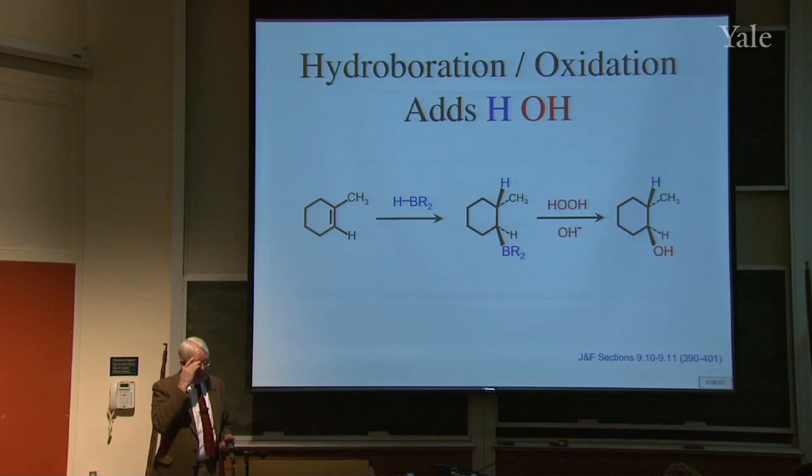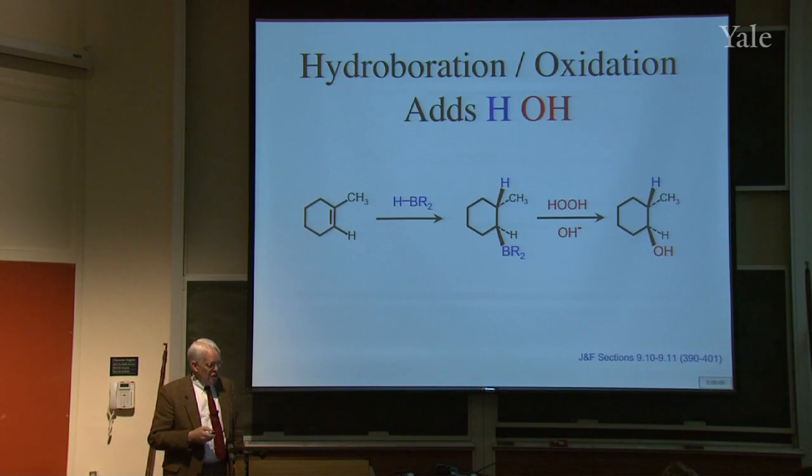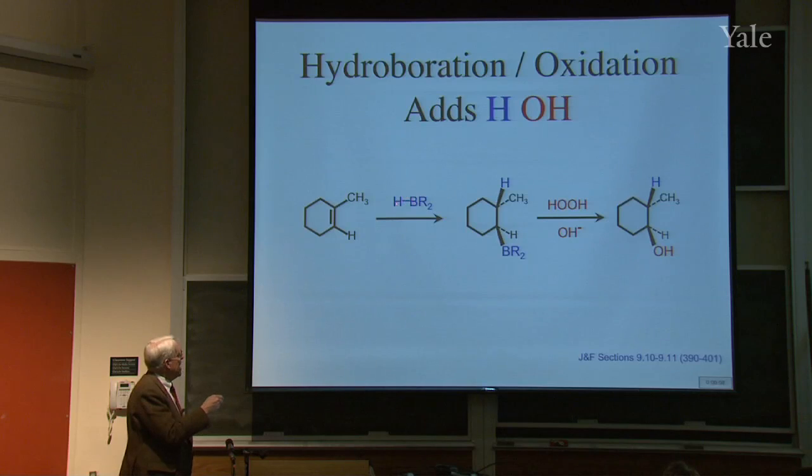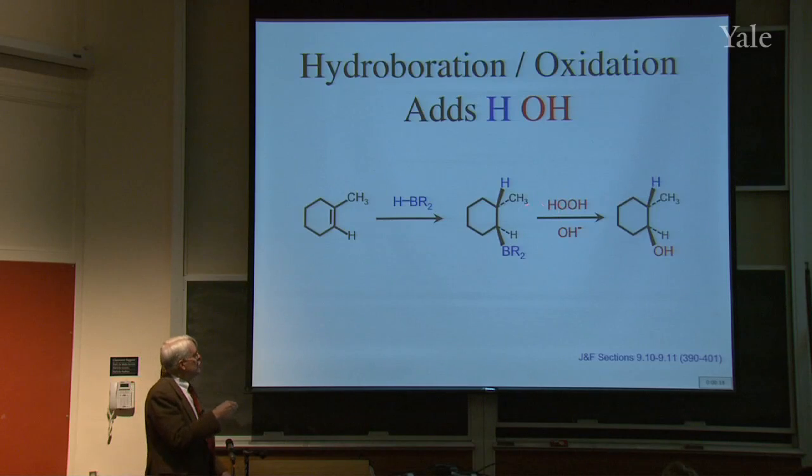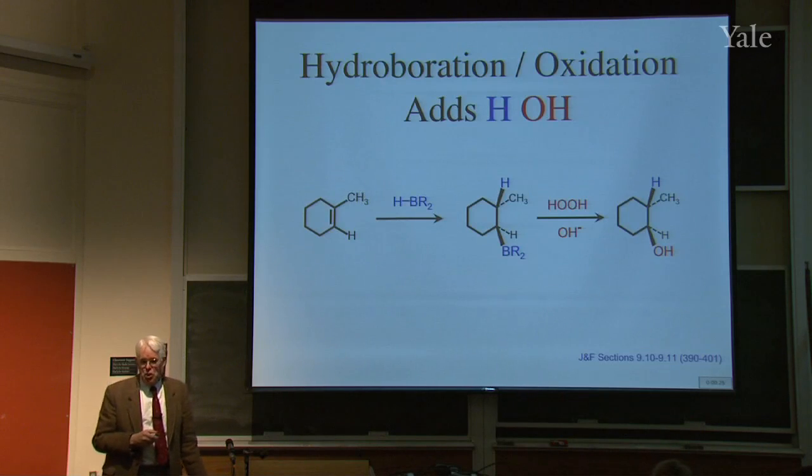Okay, now the second example was hydroboration oxidation. So remember we said that if you had a BH bond, you could add it across a double bond, right? And then treat that in a second oxidation step by reacting with hydrogen peroxide and hydroxide, and that replaces Br2, which people don't want, with OH, which is the kind of compound that people do want.